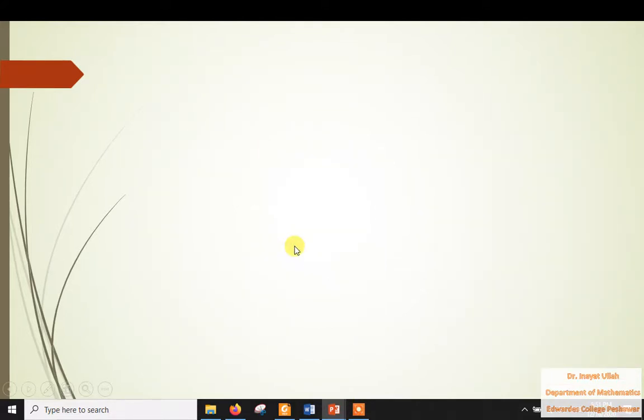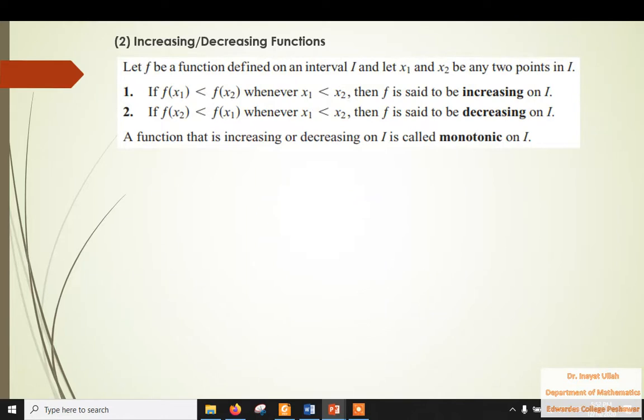Now in this slide, the idea for increasing and decreasing functions will be given to you. That is one definition which is given in your book. Let's say f, or you may say f of x, be a function defined on interval I. The interval will be given to you, and let's say x1 and x2 be any 2 points in this interval I.